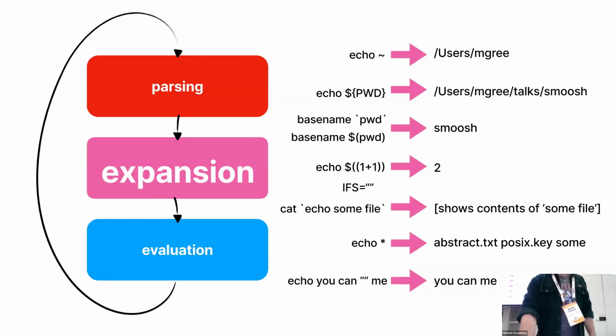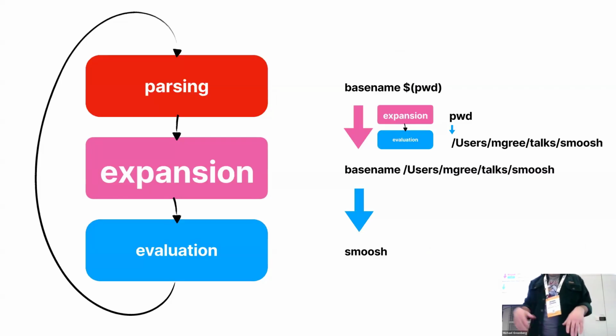Okay, so that's the high level overview. Any questions about how these are working? This makes sense so far. Okay, so I want to highlight something about command substitution in particular, which is that to expand this command substitution, I need to expand and then run this command.